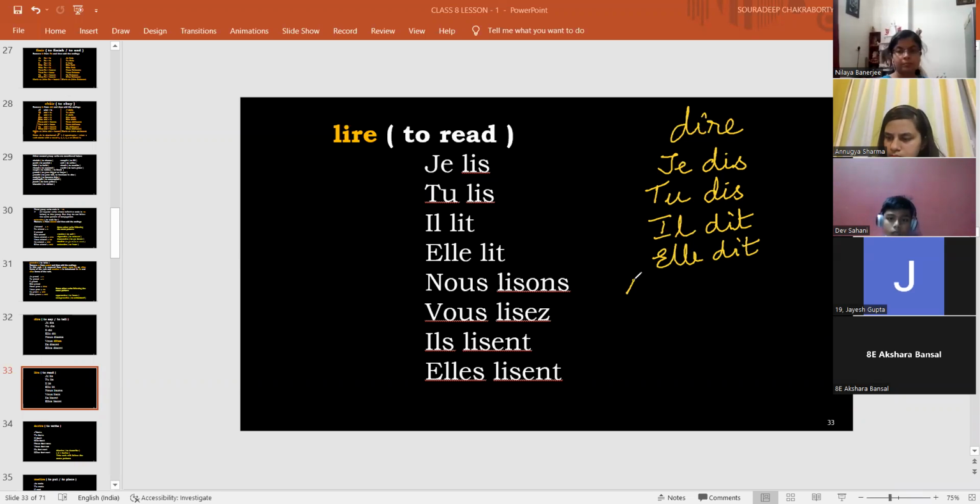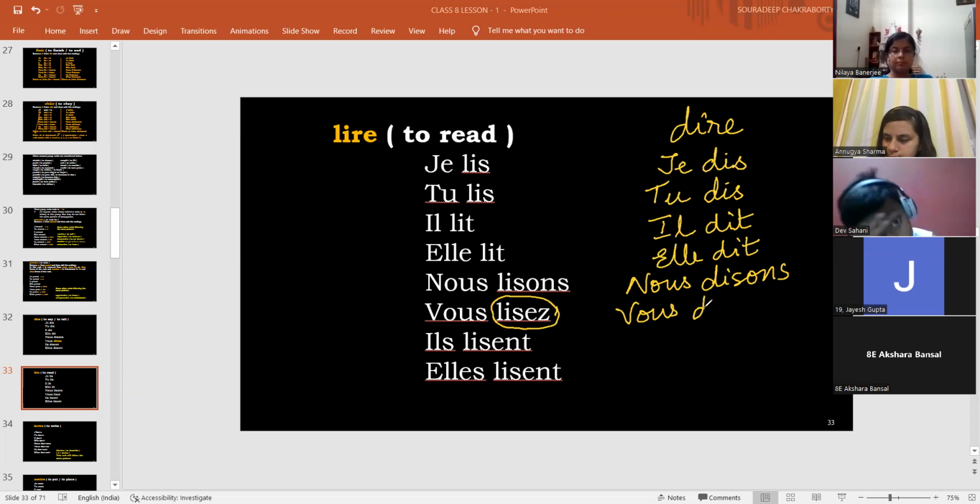Okay. Next is Nous. In place of lisons, we are writing disons. Nous disons, replacing L with D only. But when you are writing with the vous form, it's written lisez here, but here we are writing dites. That is why it does not belong to the previous subgroup. It is another, separate subgroup. And the rest is the same thing only.